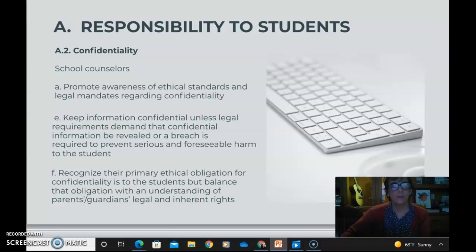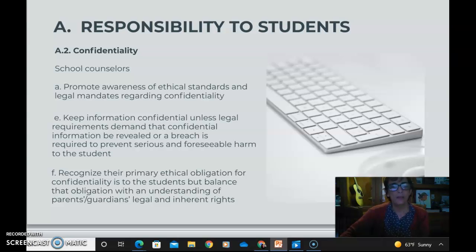As far as the responsibility to students, the issue of confidentiality is one of the major challenges. As school counselors, we promote awareness of ethical standards and legal mandates regarding confidentiality. We keep information confidential unless legal requirements demand that confidential information be revealed or a breach is required to prevent serious and foreseeable harm to the student.